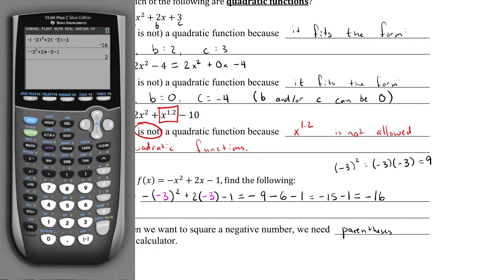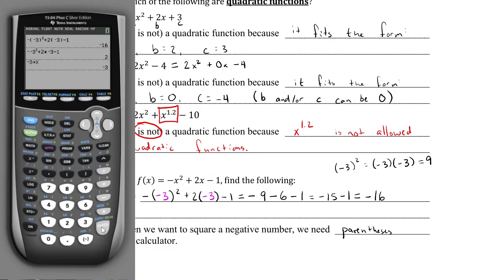There is another way we could go about this, and especially if you find that you lose track of parentheses, you might like this option better. Negative 3 is being plugged in for x. So on the calculator, I can say negative 3, and then I have this button labeled STO for store, right above the on button, and I can store that as my x variable.